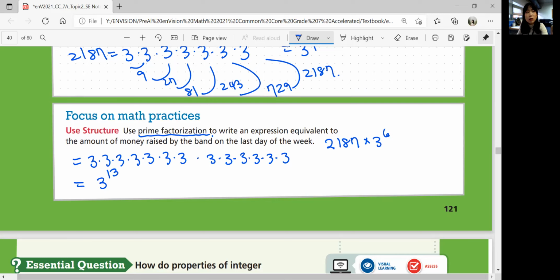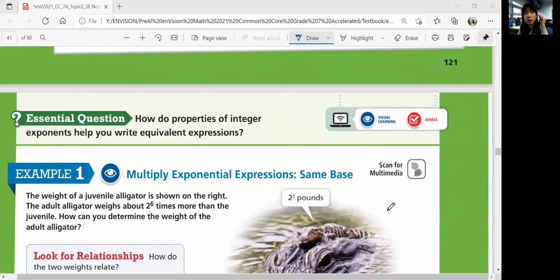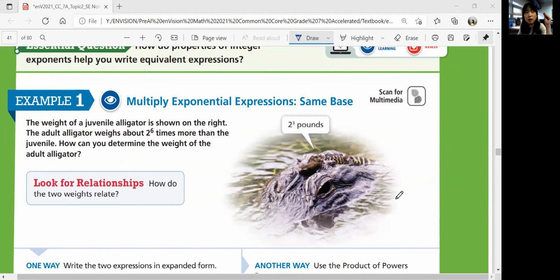Okay? Let's think about the essential question. How do properties of integer exponents help you write equivalent expressions? You will think about this throughout the lesson today. Example one, multiply exponential expressions, same base. The weight of a juvenile alligator is shown on the right. The adult alligator weighs about 2 to the power of 6 times more than the juvenile, meaning baby alligator. How can you determine the weight of the adult alligator?